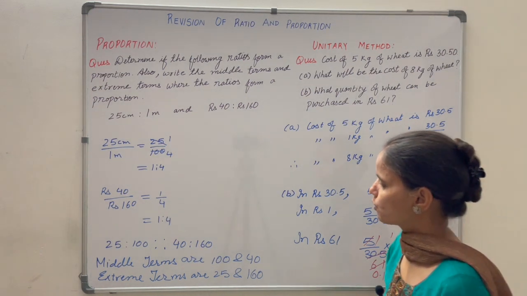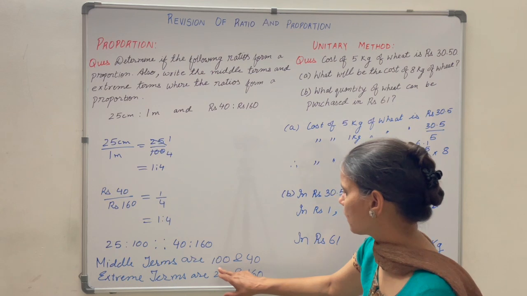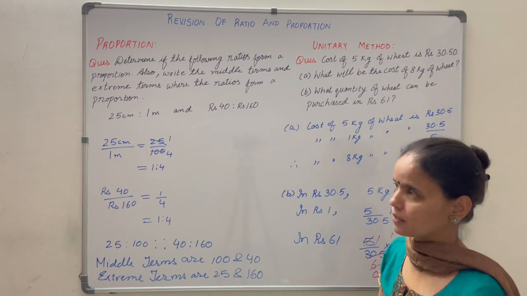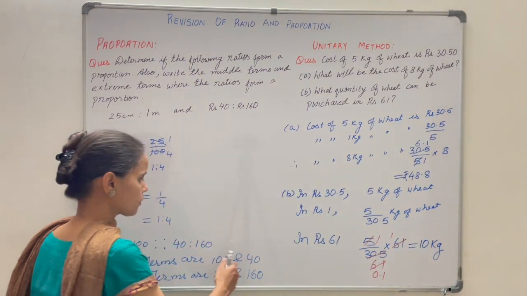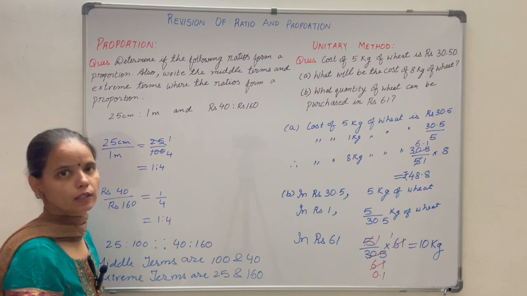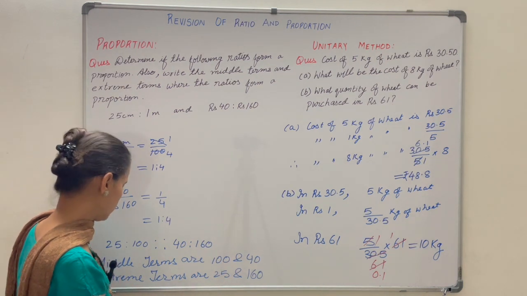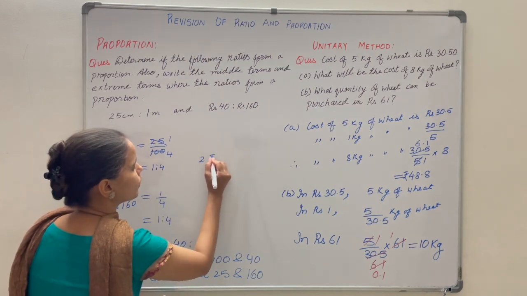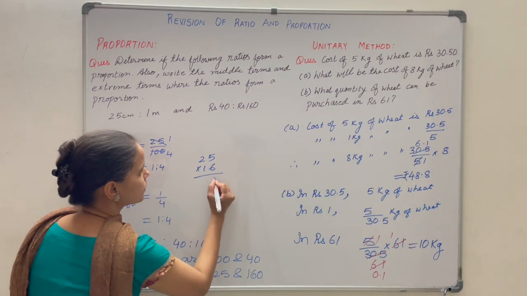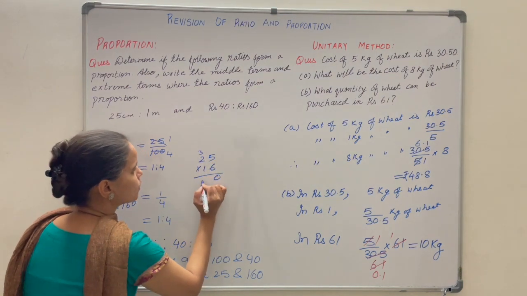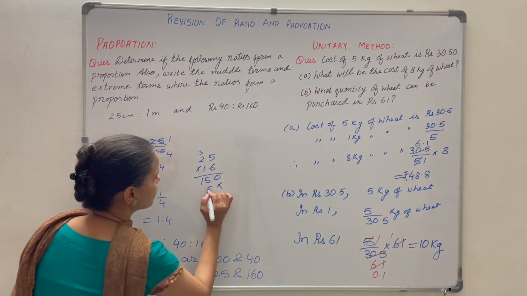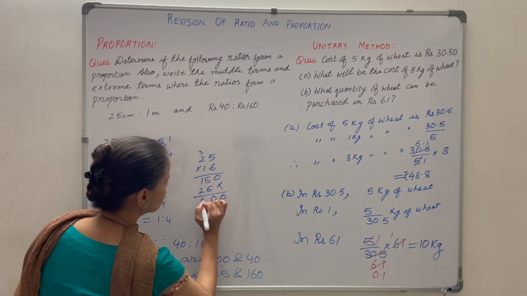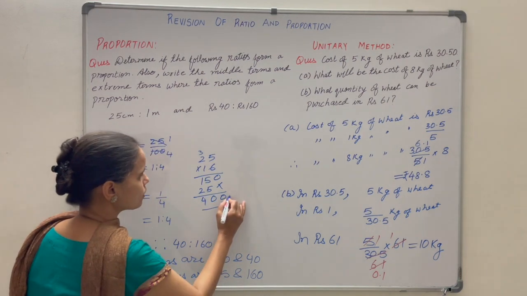In the previous question, we wrote down that the middle terms are 100 and 40 and the extreme terms are 25 and 160. So what is the product of the middle terms here? 100 into 40, that is 4000. Product of the extreme terms, let us multiply and see: 25 into 160. So 25 into 16. 5 sixes are 30, carry over 3. 6 twos are 12 plus 3 is 15, and then you get 25 here. So this is 400 and one more 0, so 4000.